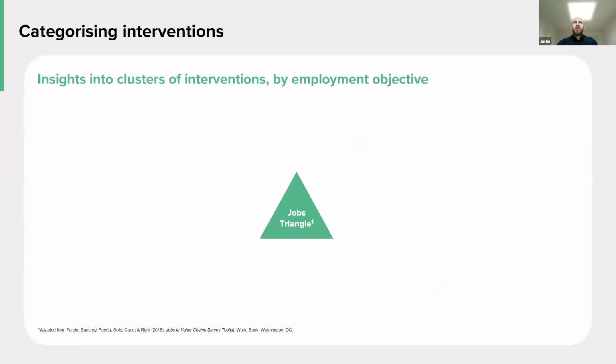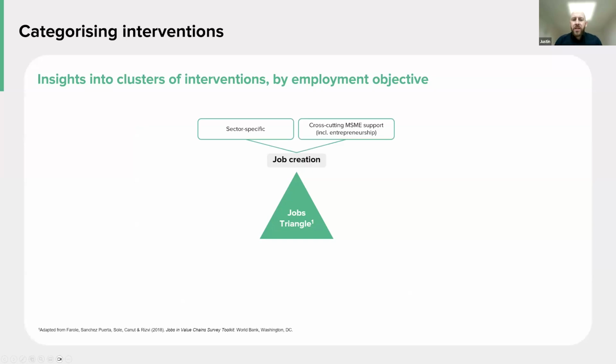We'll spend a little bit longer on this slide in terms of how we've tried to categorize interventions. And we've used the jobs triangle as the basis for this. If you're not familiar with it, it's a really useful tool. And the other point to make is that obviously some interventions will cut across different parts of this jobs triangle.